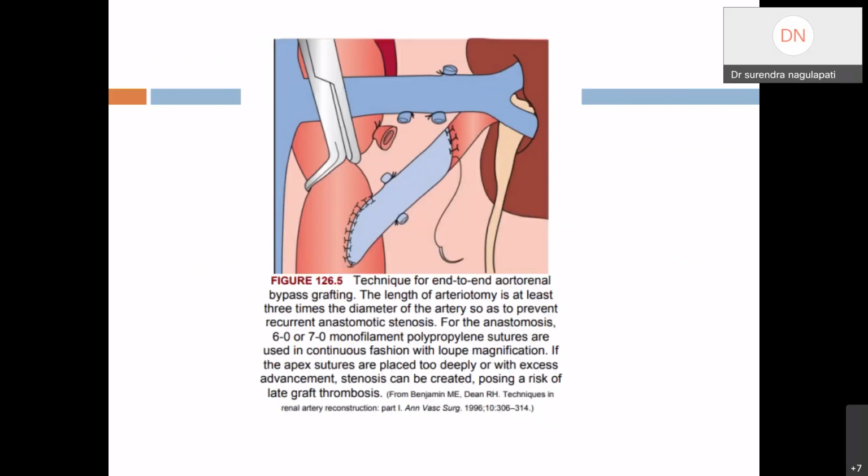The distal anastomosis is usually done end to end or end to side, and for the distal anastomosis, the arteriotomy should be 3 times the diameter of the artery to prevent a recurrent anastomotic stenosis. And for the anastomosis, we use 6-0 or 7-0 Prolene with the magnification loop.